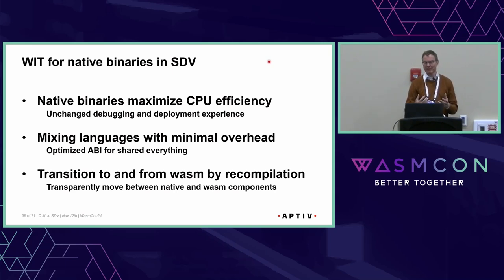Native binaries provide the maximum CPU efficiency because the compiler can really target towards it with the maximum amount of information. And of course, the unchanged debugging and deployment experience for the programmers is also quite interesting. It enables us to mix languages with minimal overhead, and we will just see that there is some optimization we can do when we modify the binary interface. And we can always transition to and from WebAssembly by just recompiling to native or WebAssembly as a compilation target.